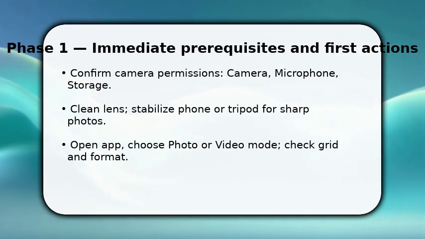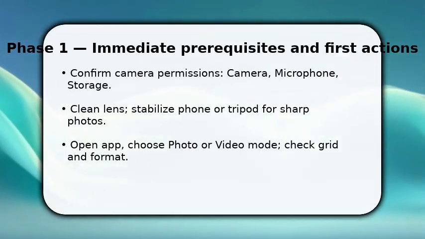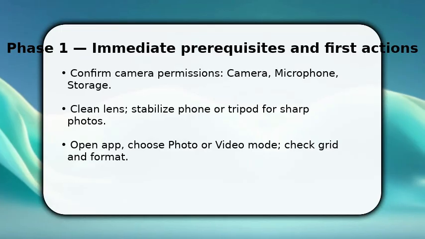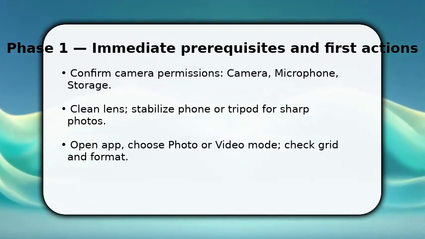aspect ratio are visible. This helps composition. You should also glance at format settings and toggle HDR or RAW if you need higher detail. These first steps get you ready to capture consistently good shots.